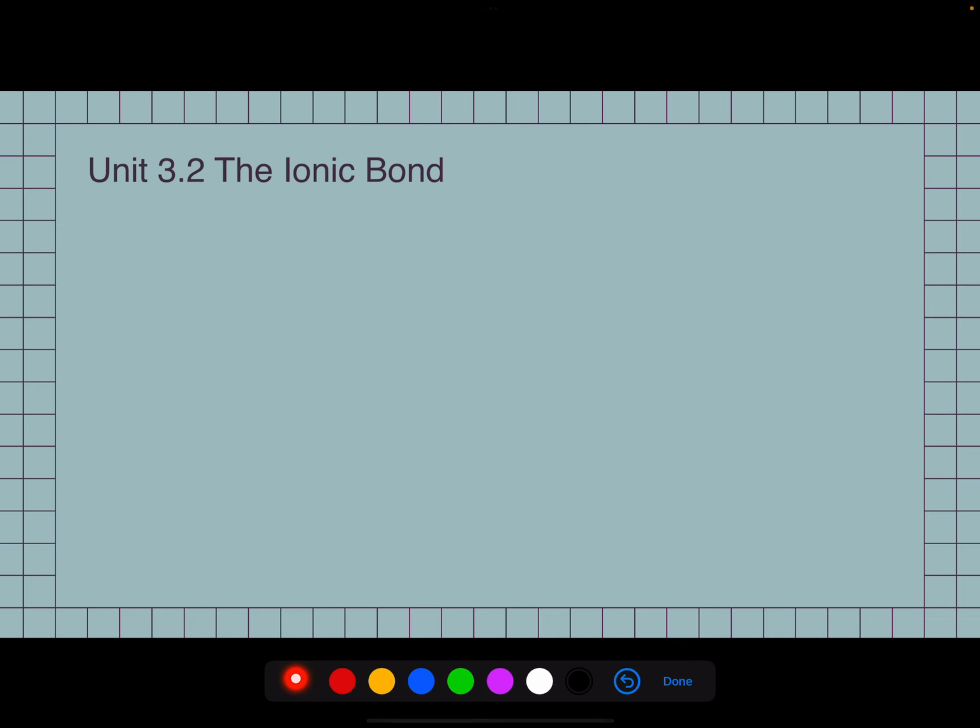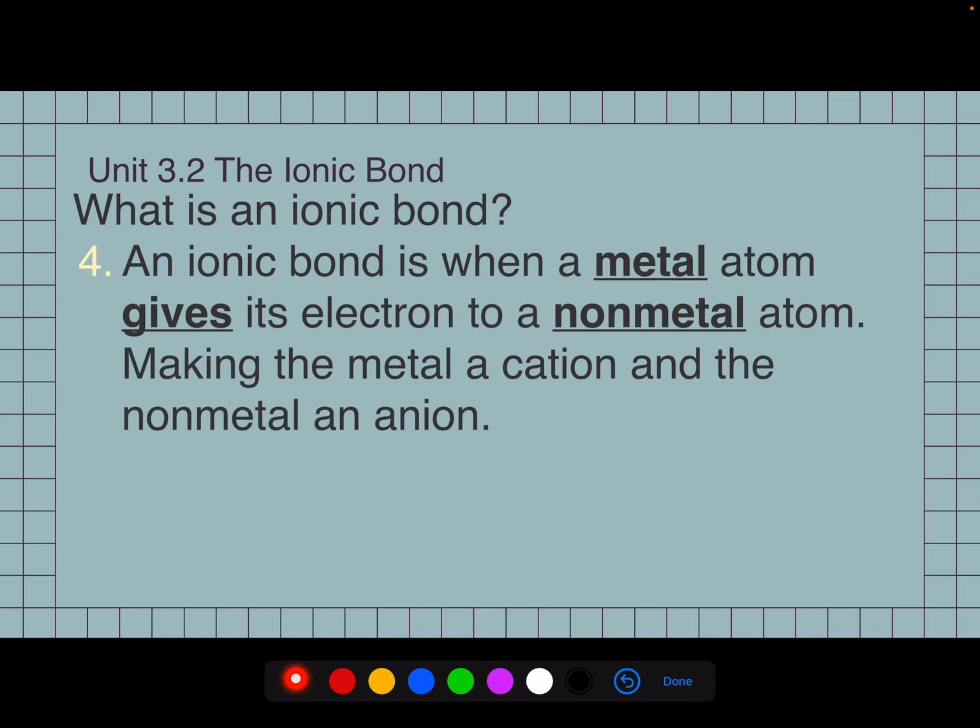All right, so the ionic bond. So what is an ionic bond? Well, that's a great question. So let's find out. So an ionic bond is when a metal atom gives its electron to a non-metal atom, making the metal a cation. Metal is cation, and the non-metal an anion. Okay.